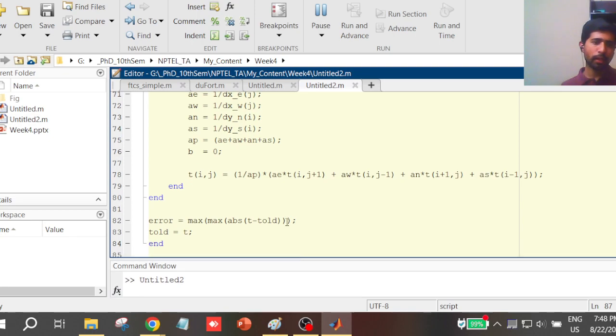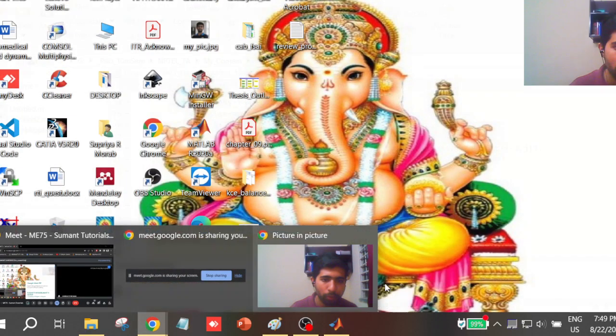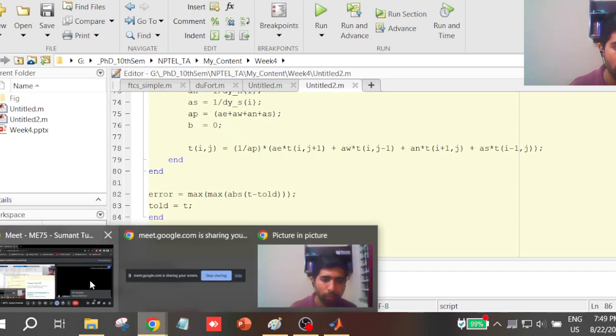So are there any queries with respect to this code? You can write on the chat box, or else I maybe can allow you to speak also.